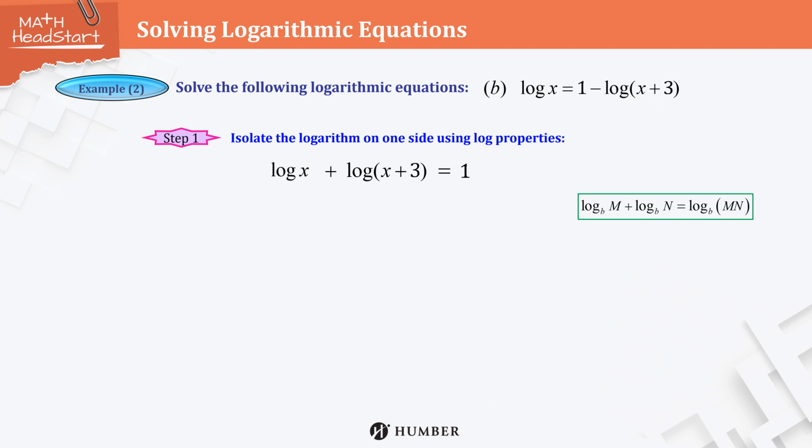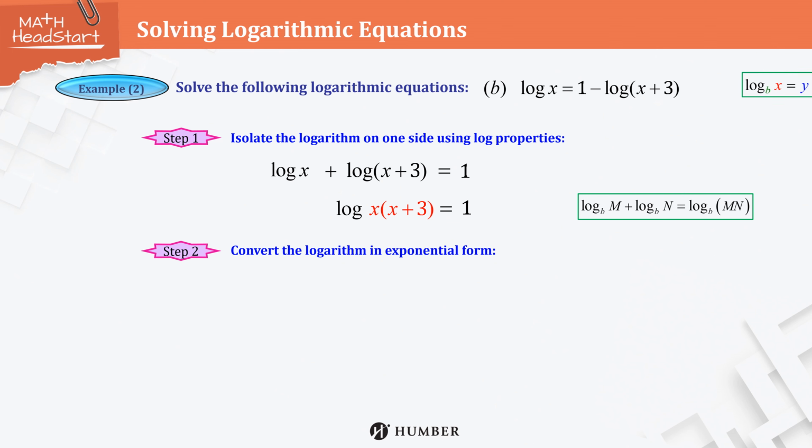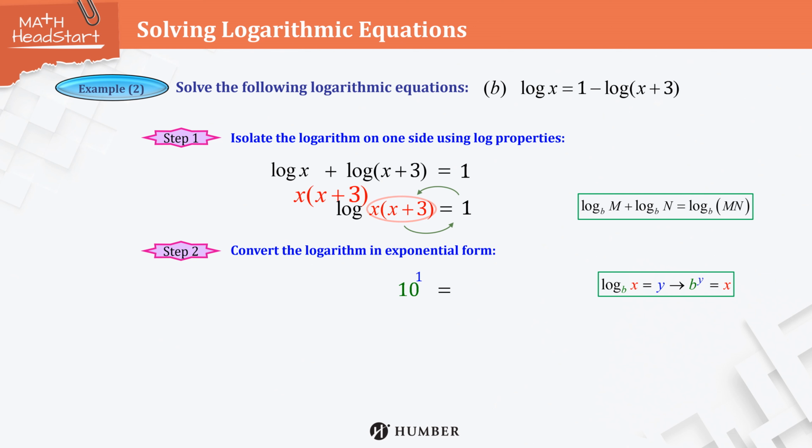Using this property, we get log of x bracket x plus 3 on the left. Now we have one term of logarithm on the left. We can convert it into exponential form next. Take the base 10 to the power 1 on the other side, then that answer should be equal to x bracket x plus 3 on the same side. Simplify the expression to get x bracket x plus 3 equals 10.